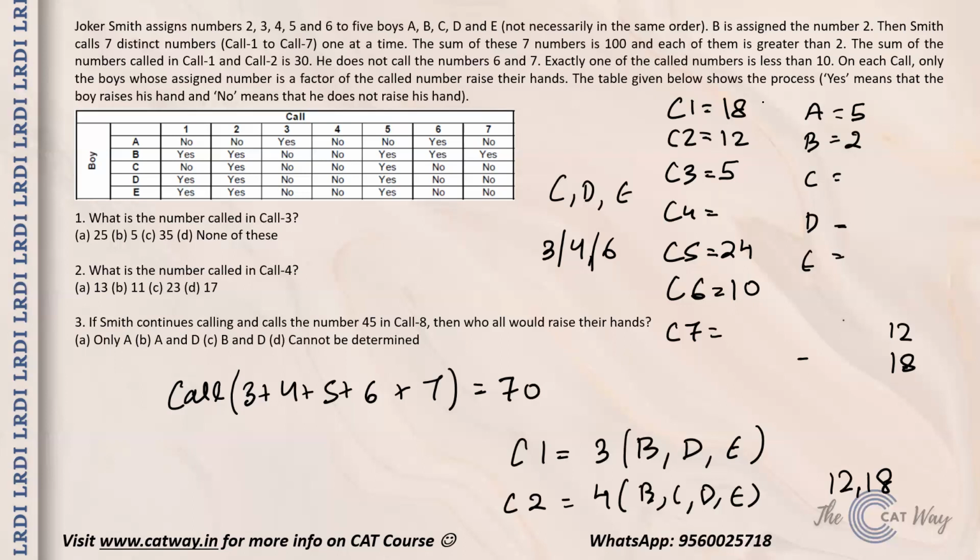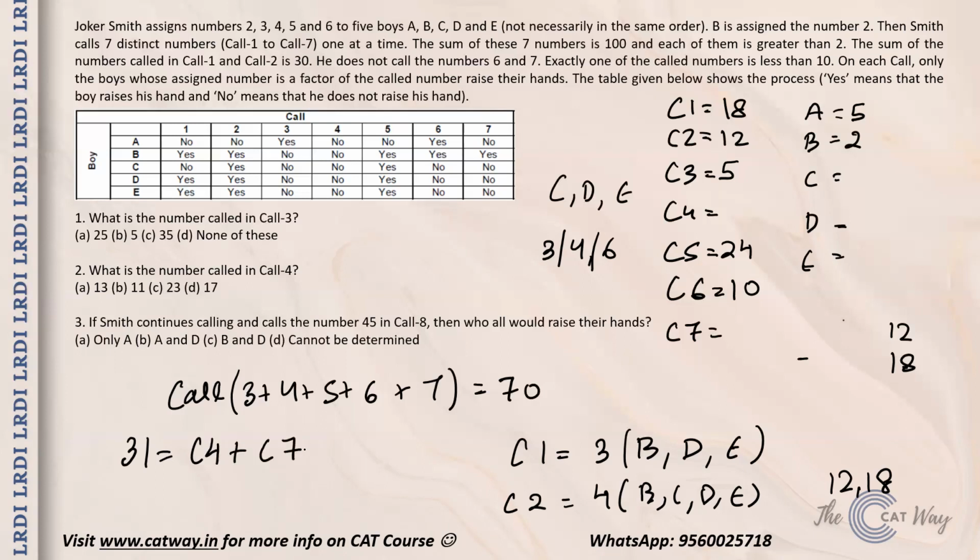Now what we know is that out of this 70, the numbers 24, 10, 34, and 5 have been taken. Sorry, 39 points have been taken. That means what we are left with is 31. The summation should be 31, and that is the summation of C4 plus C7.